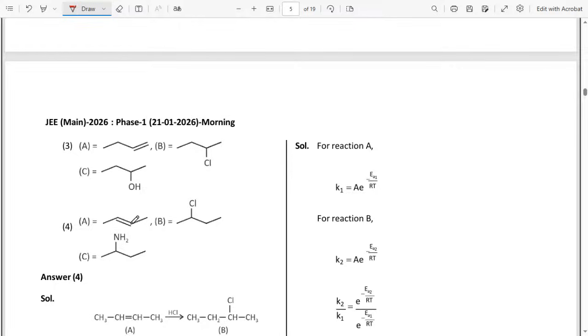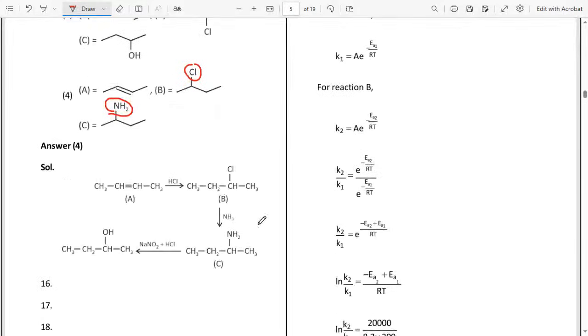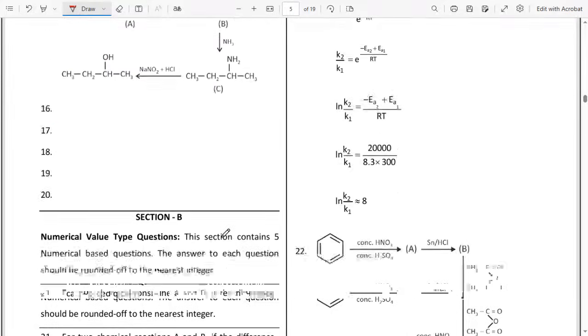So internal double bond, this upon chlorination is going to give this 2-chloro, and this 2-chloro is going to give amine, and it is optically active, right? So this is the sequence: chlorine, amine, and nitrosation with HCl it is going to give the amine to alcohol conversion. So option 4 is correct option, students, right? Any question? Yes. Let us move to section B.